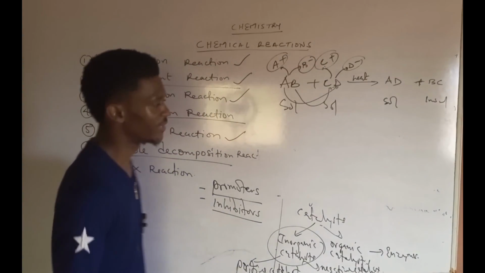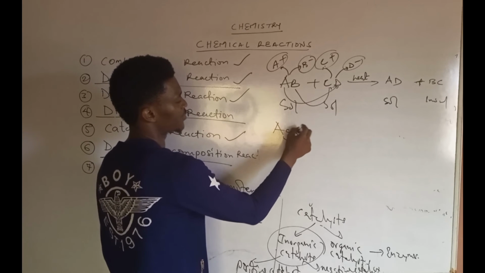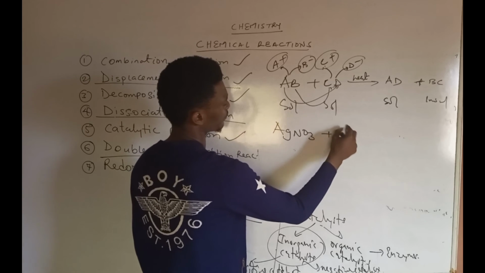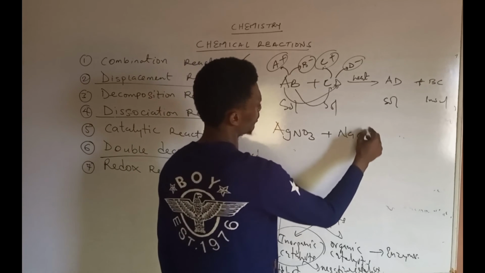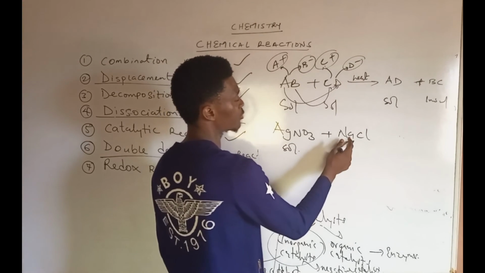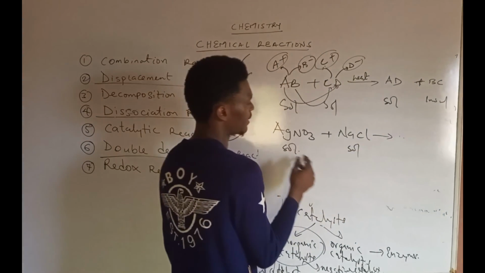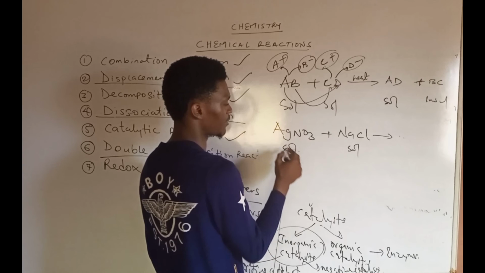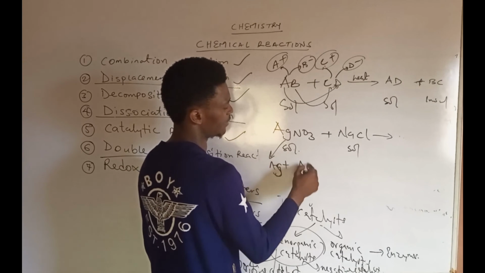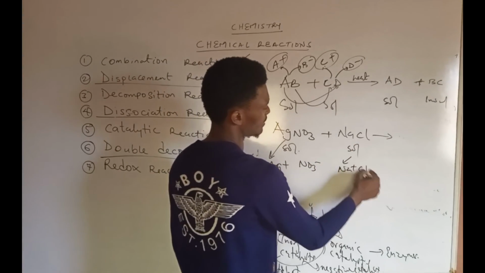Now I can explain using an illustration of silver nitrate, and then we have sodium chloride. Now silver nitrate happens to be a soluble compound, while sodium chloride is also another soluble compound. Then when you react both of them by exchanging of the ionic radicals, this one splits to give you Ag plus and NO3 minus, while this one ends up giving you Na plus and Cl minus.